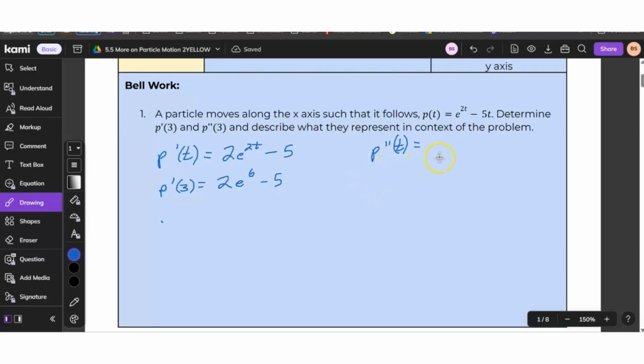Okay, p double prime of t now is just going to be 4e to the 2t. That's it. No minus 5 because it goes away. So p double prime of 3 is going to be 4e to the 6. Describe what they represent. So this is the velocity at t equals 3. And this is the acceleration at t equals 3.